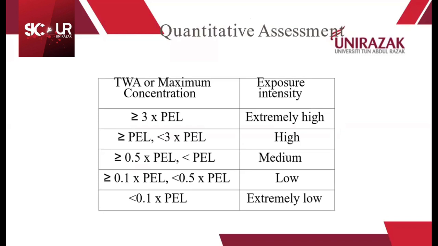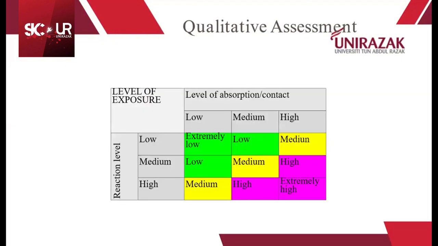Di antara PEL dan kurang 3 kali PEL is the high. 0.5 PEL dan kurang daripada PEL adalah medium. 0.1 PEL dan kurang daripada 0.5 PEL is low, dan kurang daripada 0.1 PEL adalah extremely low.